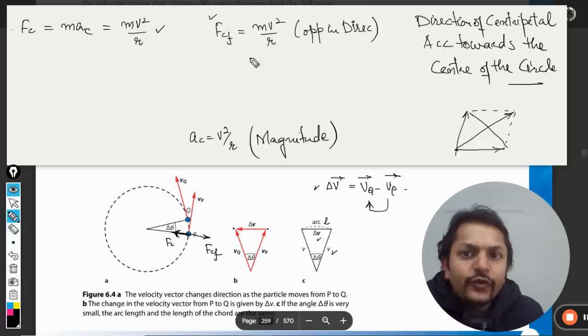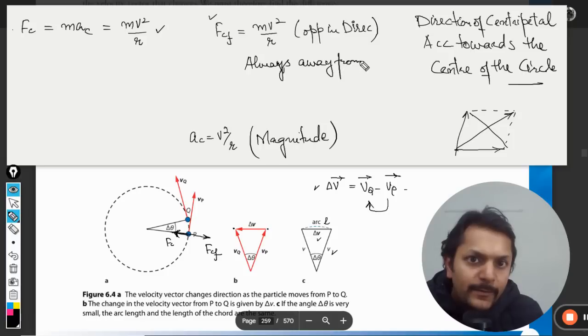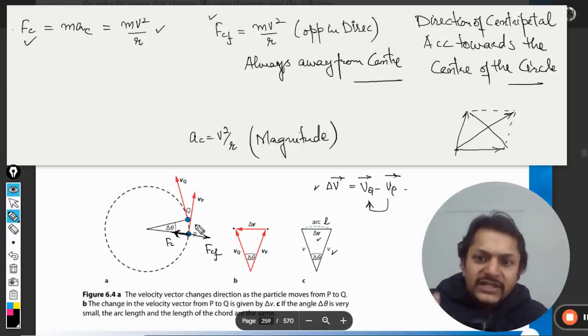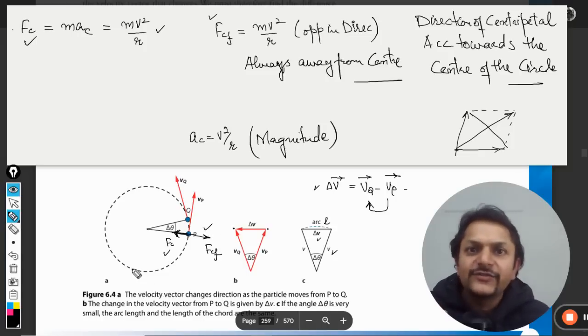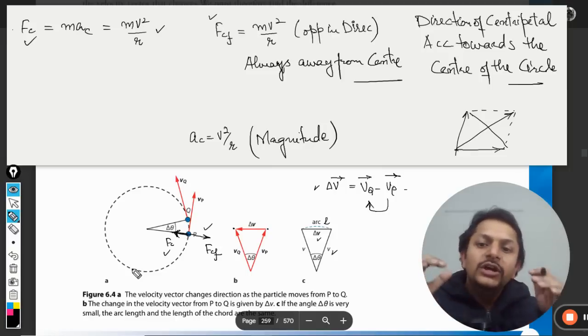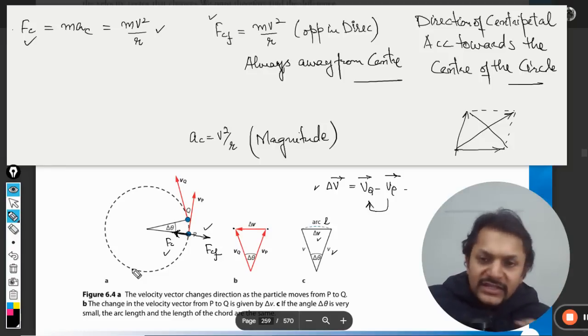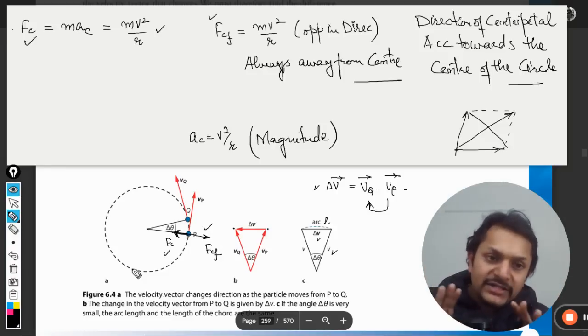So centrifugal force is always directed away from the center, and centripetal force is always directed towards the center. So these are action reaction pairs. So we can say that this force is technically cancelling this force, and that is why both of these forces are kind of balanced. So the body is not going inside towards the center. This is something we can just imagine.